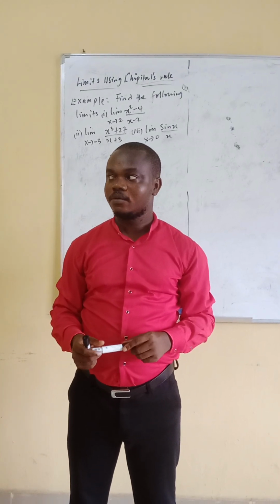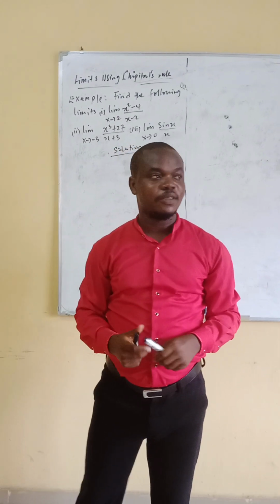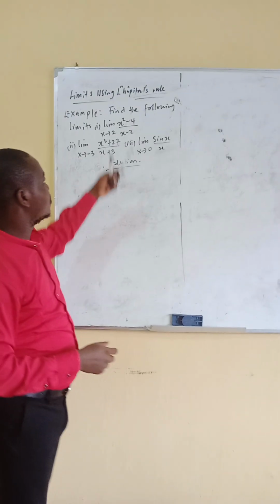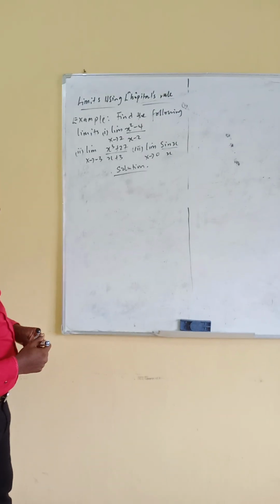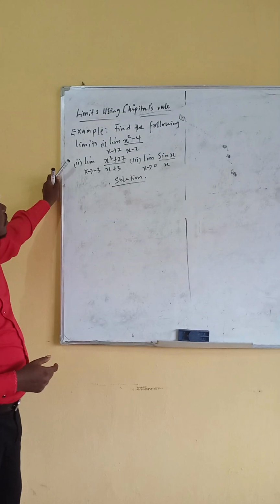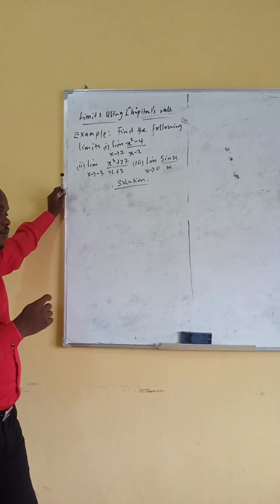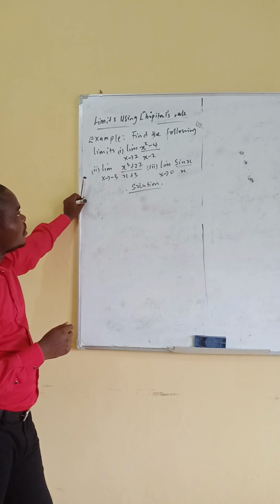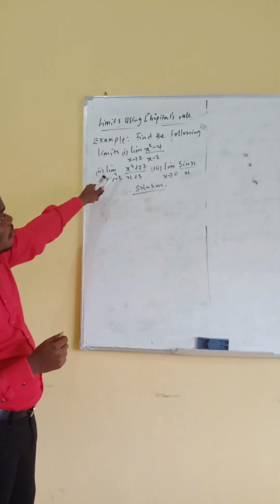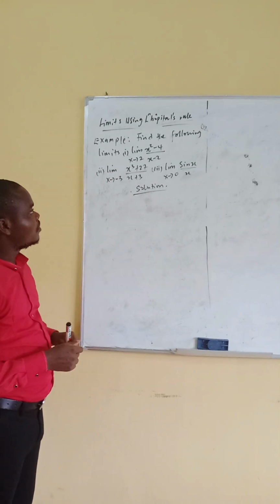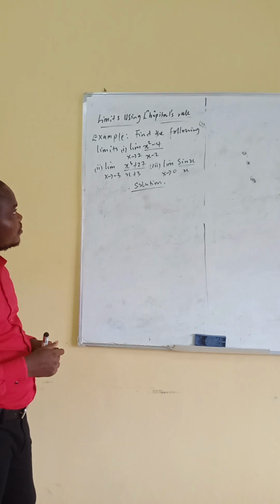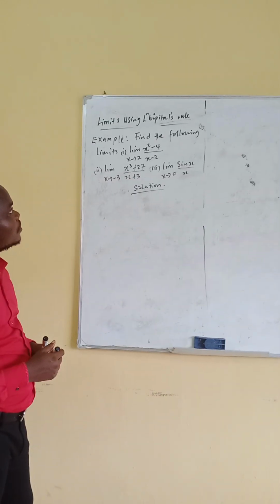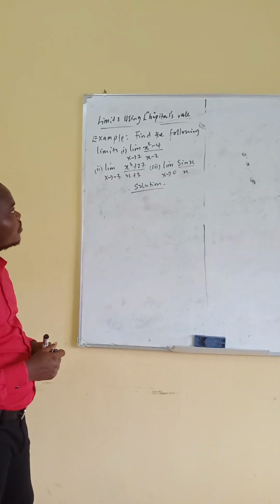Tutorial. Today we're looking at limits using L'Hôpital's rule. It is used for finding a limit that has 0 over 0 or infinity over infinity in most cases. When you substitute the values directly, you will not be able to determine the exact value. So in most cases, sometimes you use L'Hôpital's rule.